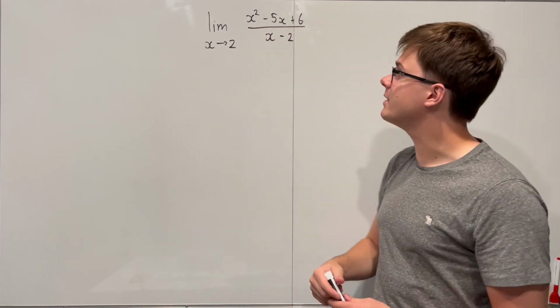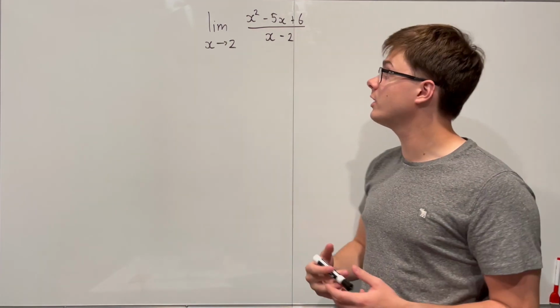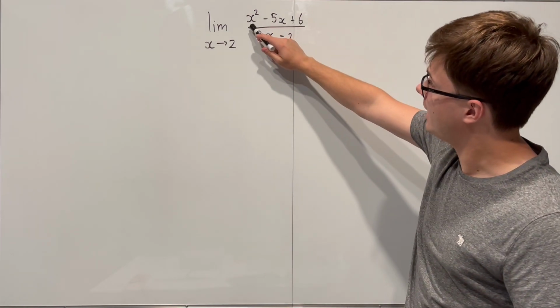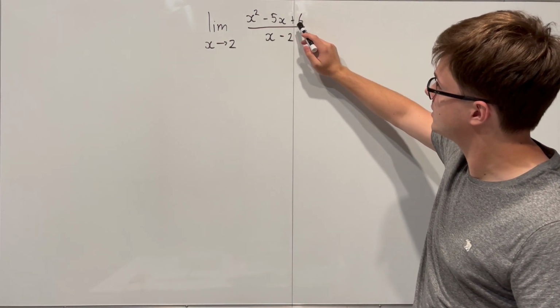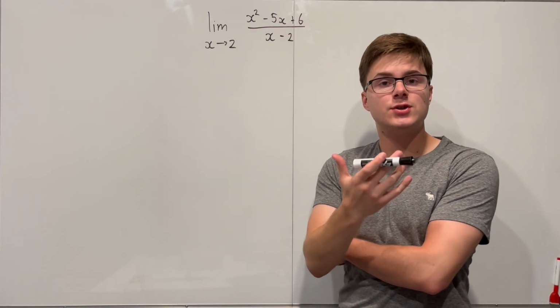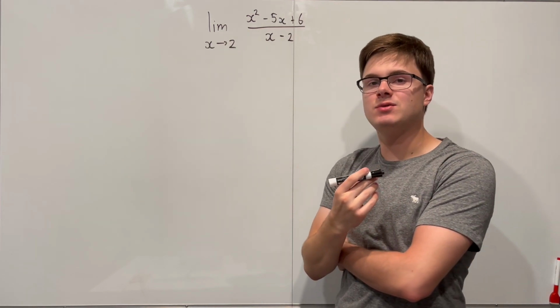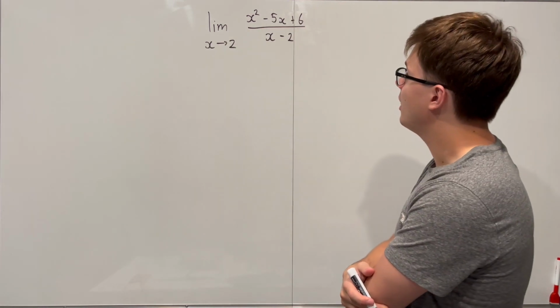How do you take the limit as x approaches 2 for a polynomial rational function? Specifically in this case, x² minus 5x plus 6 all over x minus 2. Well, the first thing we should try is direct substitution. If we were to let x equal 2, are we going to end up doing something illegal in math? Well, let's have a look.